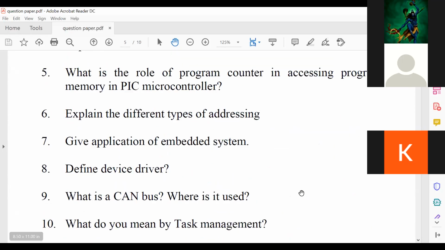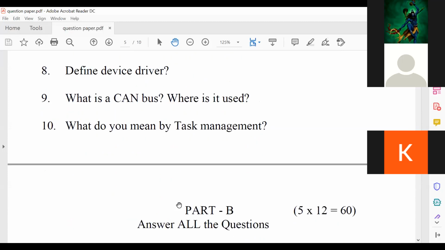See, what is CAN bus, where is it used? What is the full form? Controller area network, very good. Where is it used? Particularly in automobile industry, that is the main thing.